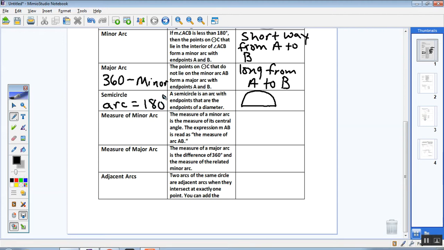So we're going to talk about measures of minor arcs and measures of major arcs today. I'll read the first one. It says the measure of a minor arc is the measure of its central angle. The expression measure of AB is read as the measure of arc AB. I want you to put like a little arc up here above AB, okay?